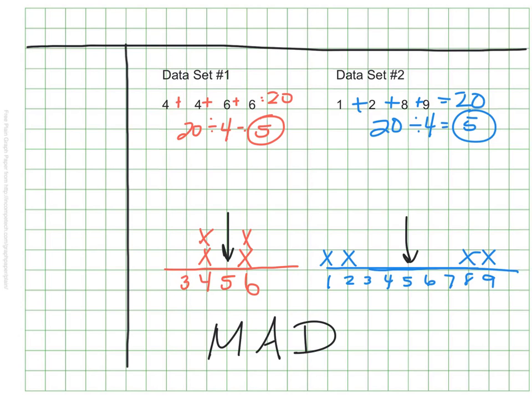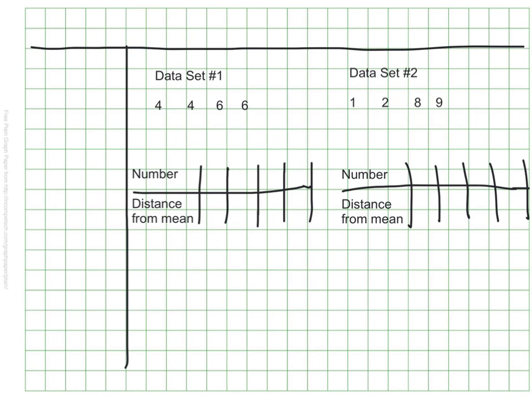I'm going to make a table because I love using tables to organize information. I'm going to do that on my next page. Okay, so I have my tables ready to go. I need to remember, of course, that our mean for both of these was 5. Right? That's going to be important as we calculate the MAD, the mean absolute deviation.